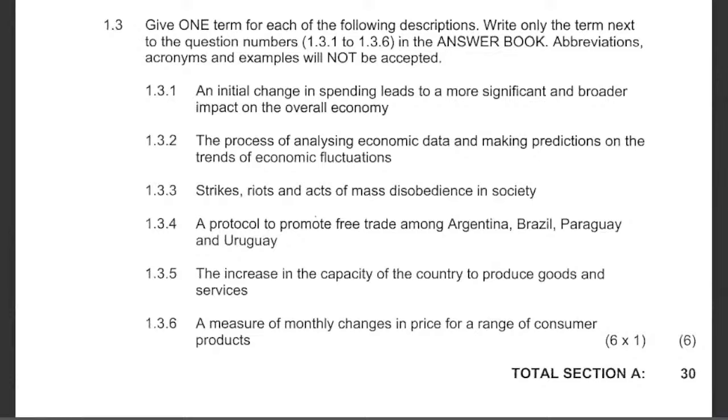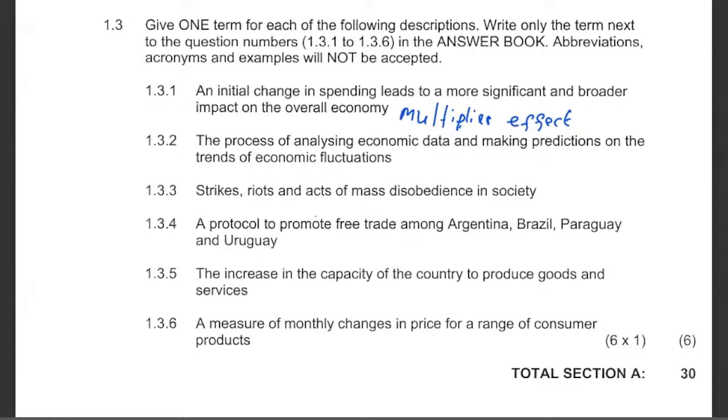Right, so let's check 1.3.1. It reads as follows: an initial change in spending leads to a more significant and broader impact on the overall economy. So this is nothing but multiplier effect.